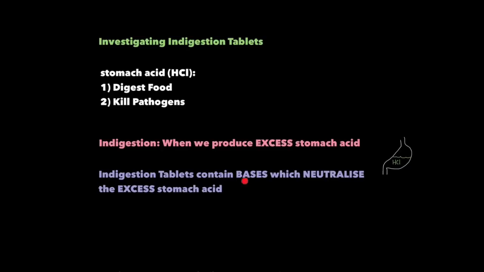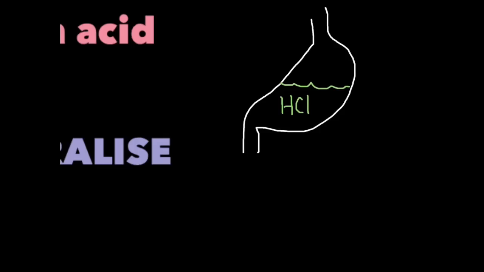Indigestion tablets contain bases which neutralize excess stomach acid. It's really important that you understand it's just the excess stomach acid that's neutralized. So let's say we ate a meal too quickly and our stomach produces extra stomach acid. So this is the excess amount that must be neutralized. Of course, it would be awful if all our stomach acid was neutralized and turned into water, because we wouldn't be able to digest anything. It'd just be a bag of water in our stomach.